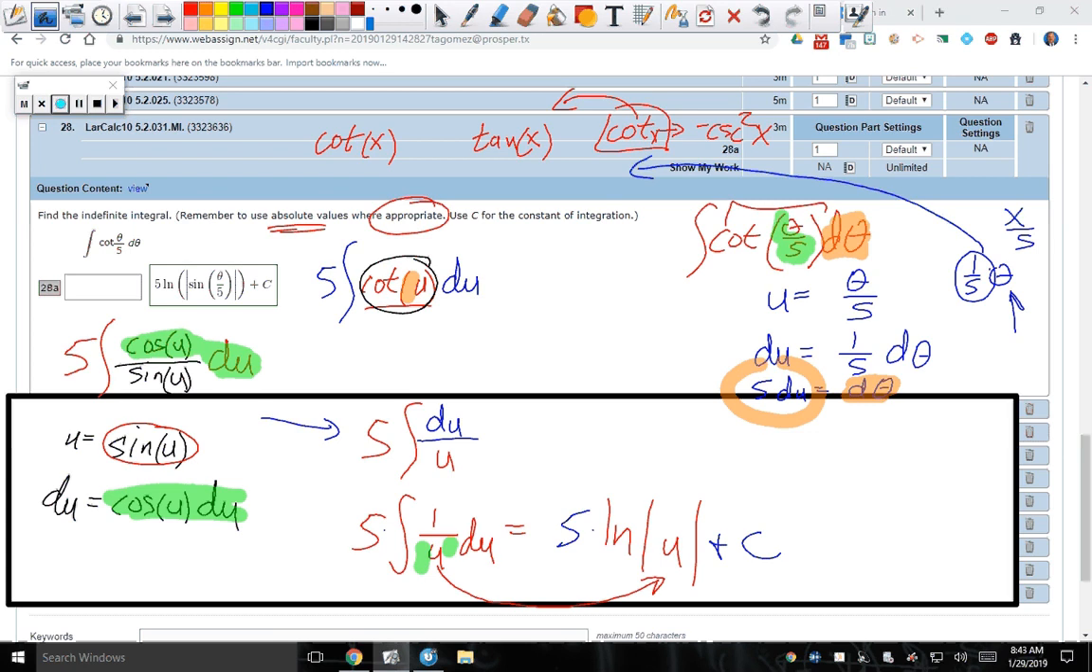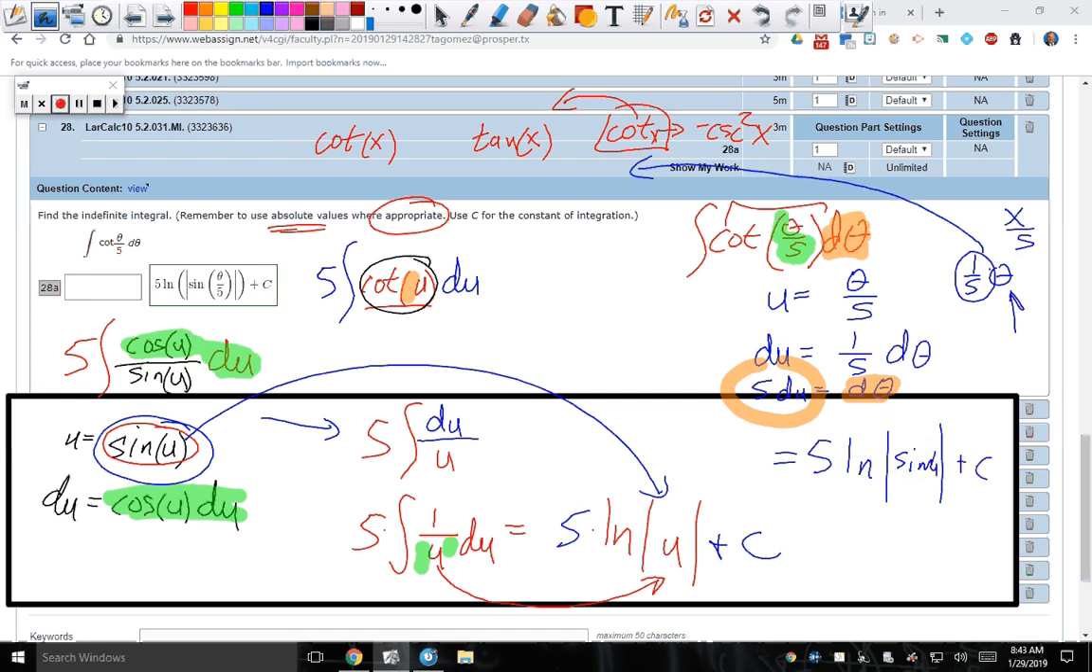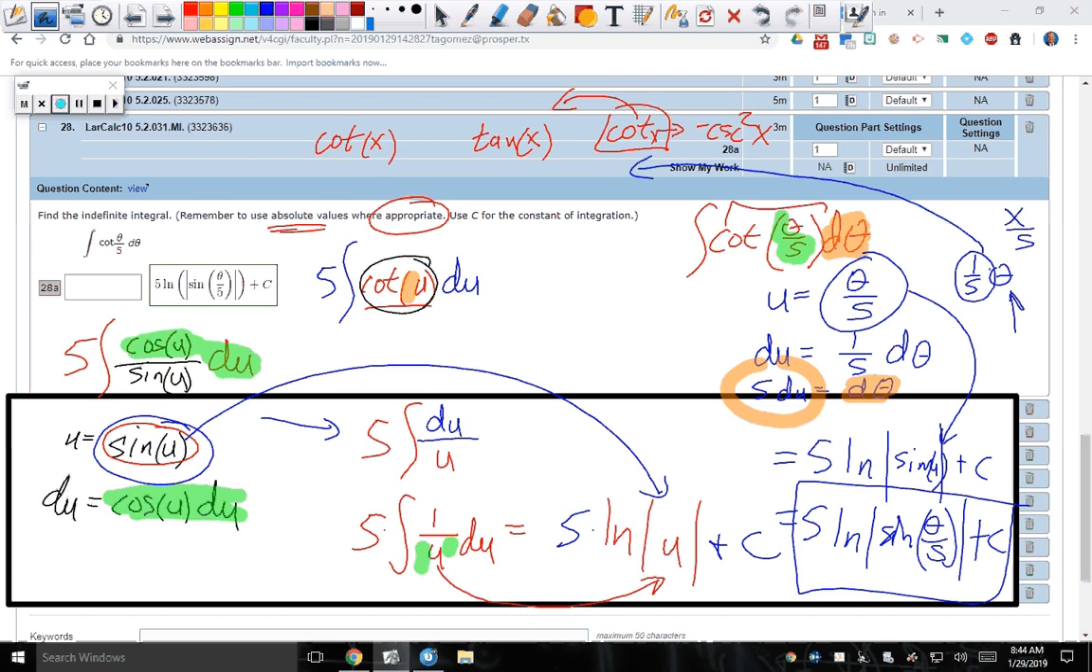Now, what is it that you have to do next with your answer? You have to substitute this back in, so it becomes 5 times the natural log of the absolute value of sine of u plus c. So we used our U-substitution twice, so we're going to have to replace it twice. This right here, the first time, we're going to put it here so that your final answer is sine of theta over 5. This is a really good problem to go over, by the way. And you get this.